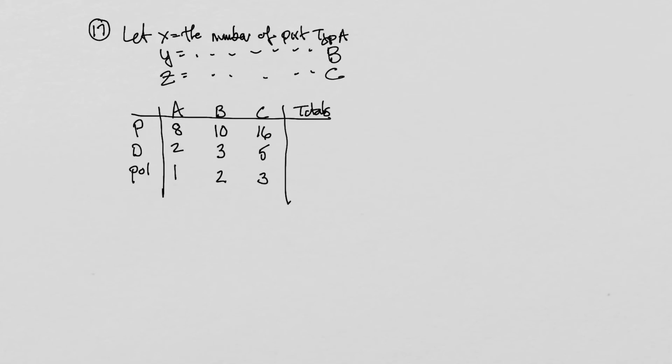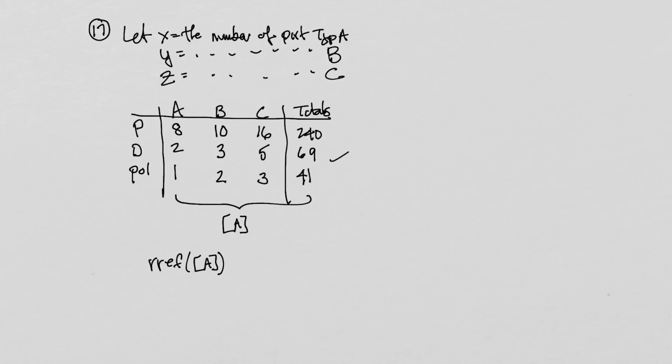Now, here's what we have available. For painting, we have 240 hours available. For drawing, we've got 69 hours available. And 41 hours for polishing. So here's our matrix A, right? There's our matrix A. And we're going to perform an RREF on matrix A.